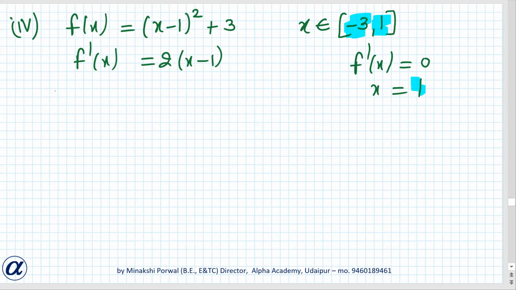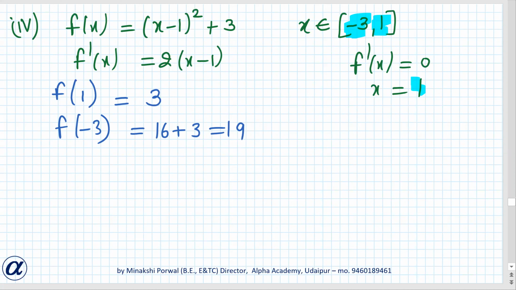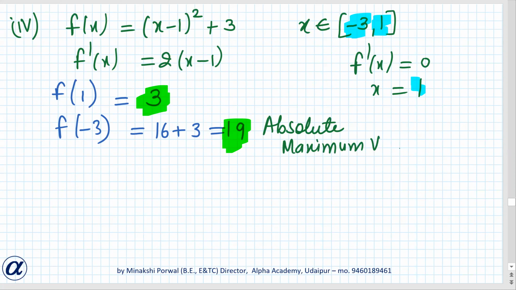So f of 1, f of minus 3. f of 1 is 3, f of minus 3 is 16 plus 3, that is equal to 19. Okay. So this is the point of absolute maxima. This is the point of absolute minima. Maximum value and absolute minimum value.